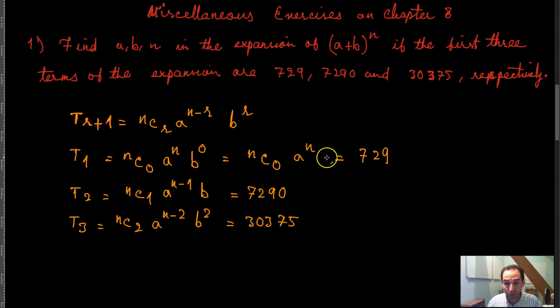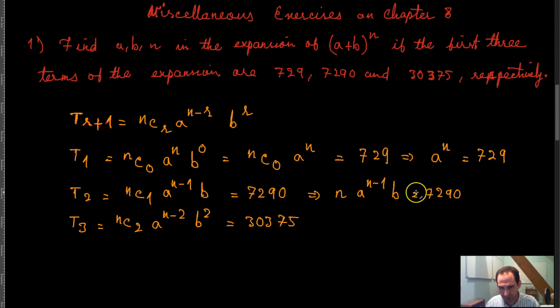So you have basically these pieces of information: n combination 0, a raised to the power n. That means that I can write a raised to the power n as 729 by n combination 0, and n combination 0 is equal to 1, right? So I can write this as a raised to the power n is equal to 729. N combination 1 is equal to n. That means that I can write this as n times a raised to the power n minus 1 times b is equal to 7290, right?